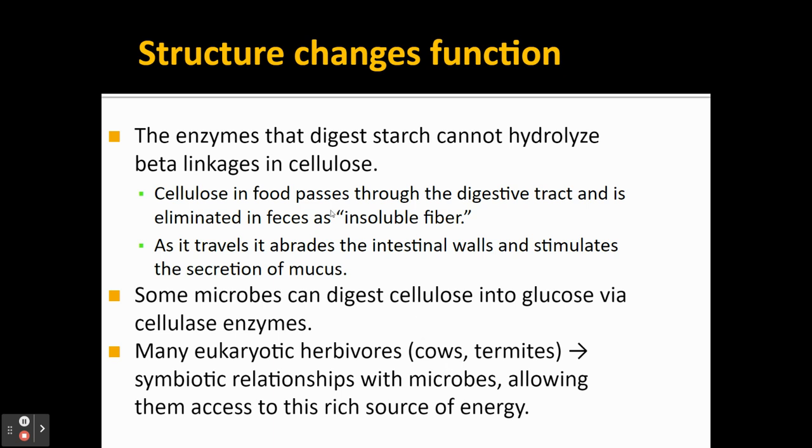So once again, structure changes function. The enzymes that digest starch cannot break down the beta linkages in cellulose. Hydrolyze means to break down. Hydro, water. Lyse means to break apart, so using water to break something down. So that's what passes through. When we eat plant foods, the cellulose does pass through our digestive tract, and that's what we call fiber, which is really important to help clean your intestinal walls and stimulate the secretion of mucus. As I say up here, microbes can digest that, and things like cows and termites do have a symbiotic relationship with these microbes.